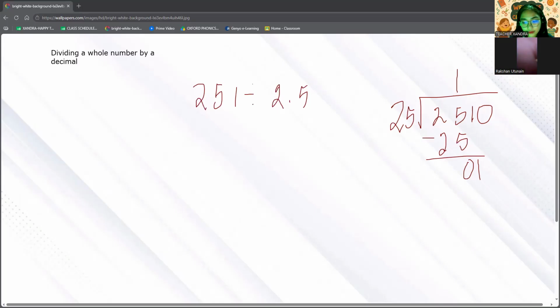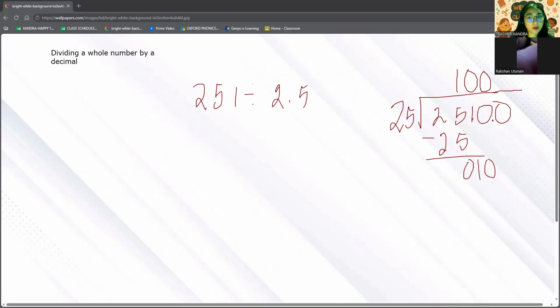No. So what will you do? We bring down 0, but we put 0 on top of 1. Since we cannot divide 1 by 25, the answer is 0. Okay. And can we divide 10 by 25? No. So we put 0 again on top of 0. And we add another 0.